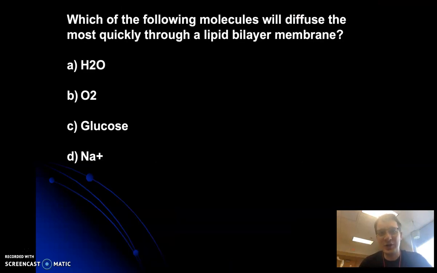So here's a quick check. Which of the following molecules do you think will diffuse the most quickly through a lipid bilayer membrane? Think about the properties and size of these molecules and take a guess. Hopefully you said oxygen. It's the smallest one there, and, well, maybe the sodium ion is smaller, but oxygen is nonpolar, whereas the ion would be surrounded by the hydration sphere. So B, O2, would be the fastest.